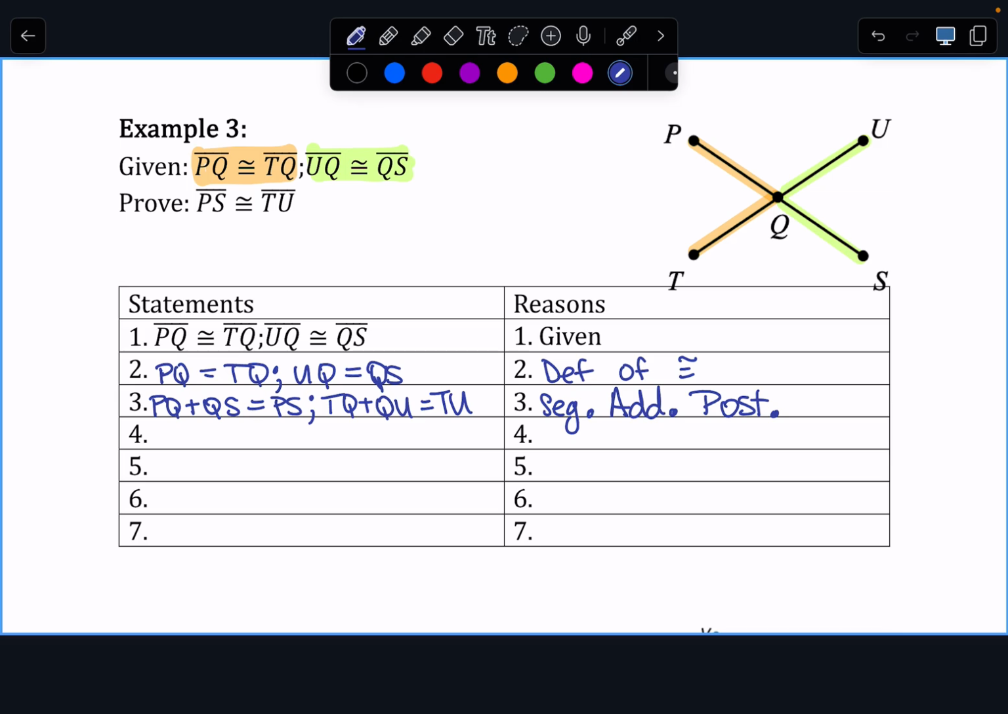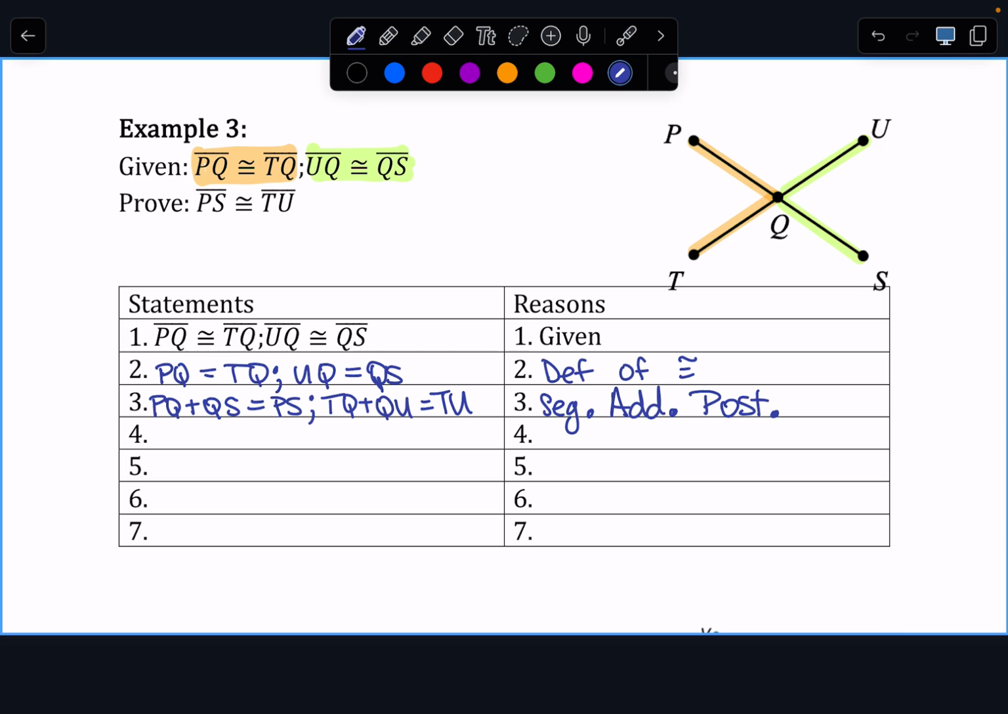I like abbreviations too. Feel like this is the third time we've used the segment addition postulate. We can use some abbreviations. All right. Interesting. You could do some more. All right. Now what do I do with my PQ plus QS equals PS, or my TQ?